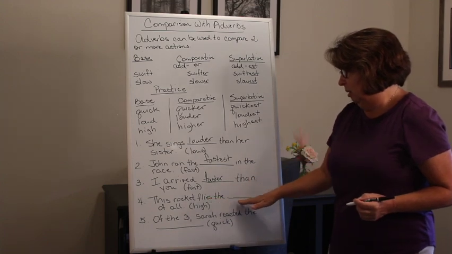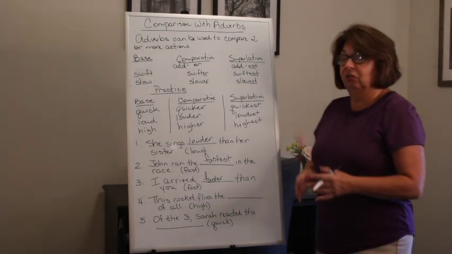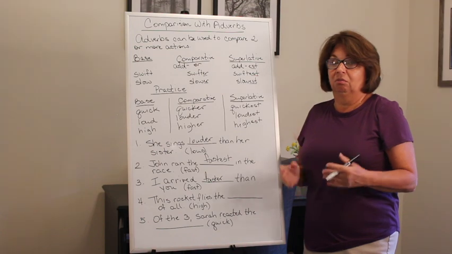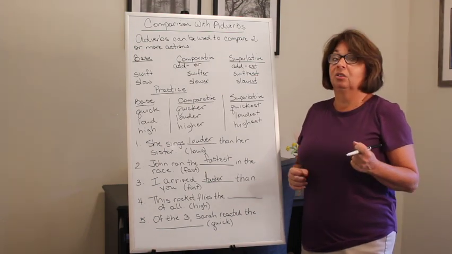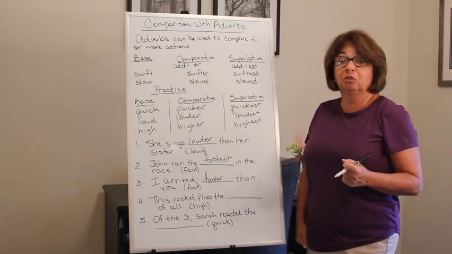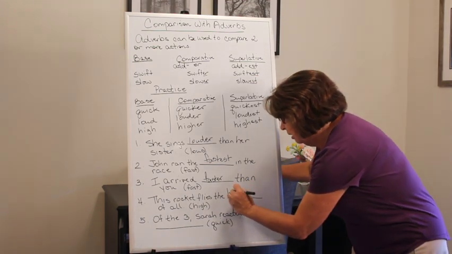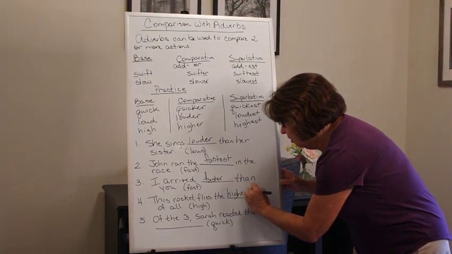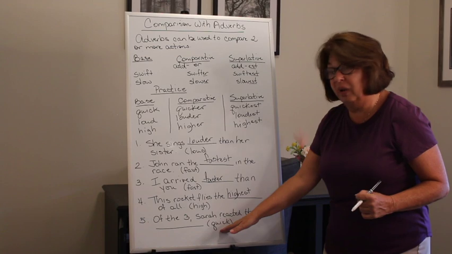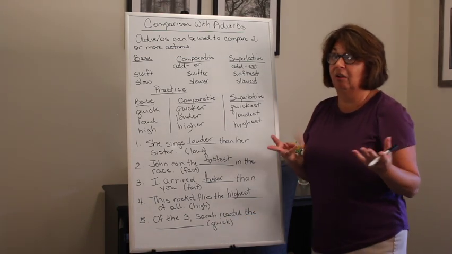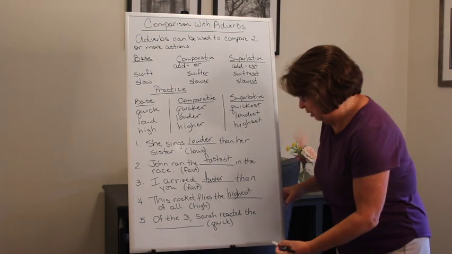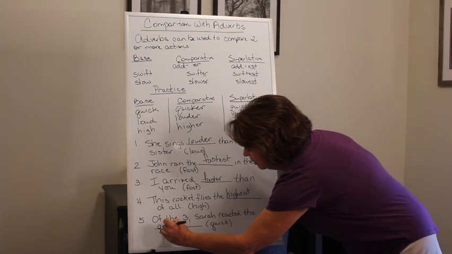All right. This rocket flies the, and our word is high, of all. So, does this rocket fly the high of all, the higher of all, or the highest of all? Probably got a whole bunch of rockets, right? So it's going to fly the what? What do you think? Comparative or superlative? All right, if you said superlative, you would be correct. It's going to be the highest of all. And finally, of the three, Sarah reacted the quick. Okay, of the three, it's telling us that there are more. So, comparative, superlative? Yes, superlative. So, she reacted the quickest.